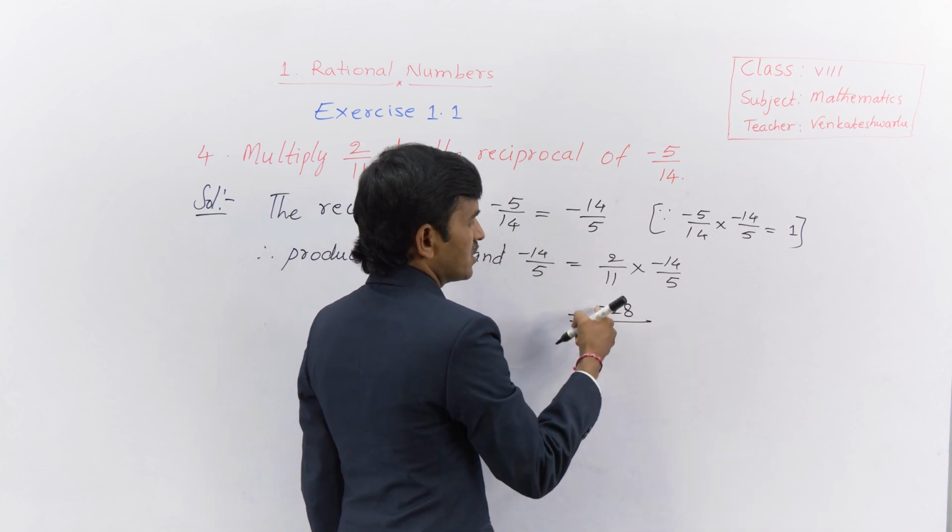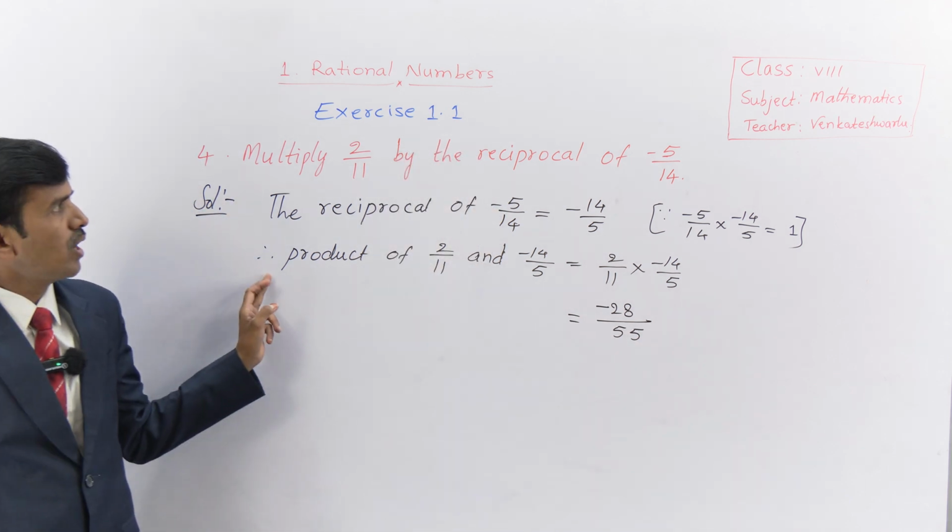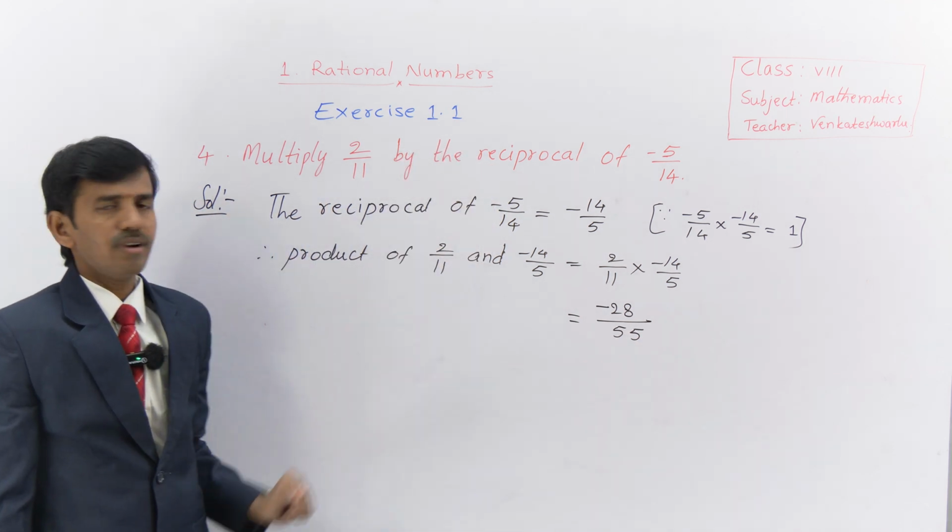Plus into minus is minus. 11 5s are 55. So that is the required product of this number and its reciprocal.